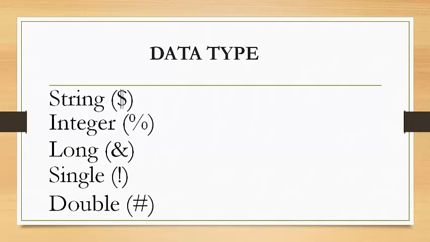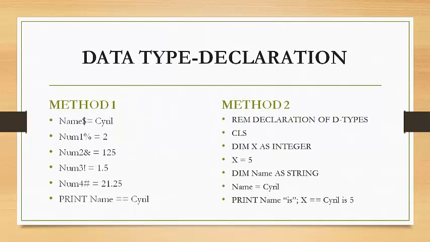Now the next thing we'll be talking about is data type declaration, and on my screen here I have two methods of giving declaration in BASIC. The very first method, method one, is the old method of giving declaration. The name with the ampersand gives serial. Num1 with the percentage sign is for the integer, num2 is for the long, then we have the single, which is num3, then the fourth, the double. Then we have print name equals serial.